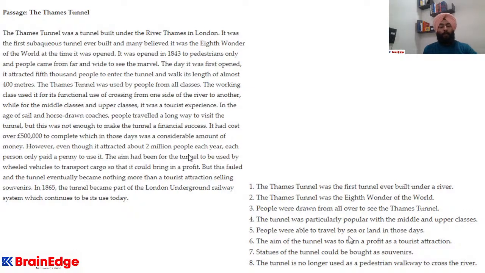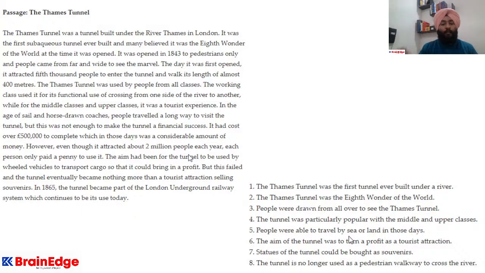Last question before jumping on the last interesting session. Okay, the tunnel is no longer used as a pedestrian walkway to cross the river. In 1865, the tunnel became part of the London Underground Railway system, which continues to be its use today. It became a part of the Underground Railway system. Have they mentioned this thing? They have told us that till now it is being used as a part of the subway, the trains.